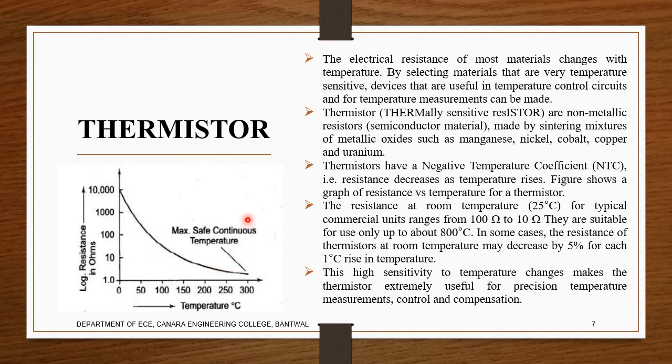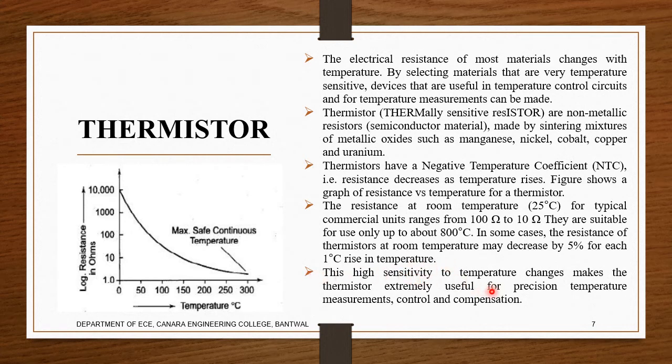At room temperature, usually around 25 degrees Celsius, the resistance might be in the range of 100 ohms to 10 ohms. They are usually used up to 800 degrees Celsius, so they are most efficient in that range. The resistance of the thermistor at room temperature may decrease by about 5% for each 1 degree Celsius rise in temperature.